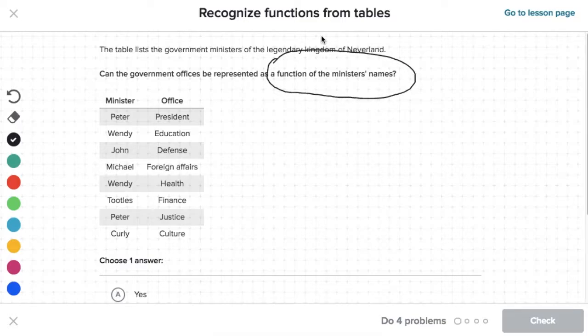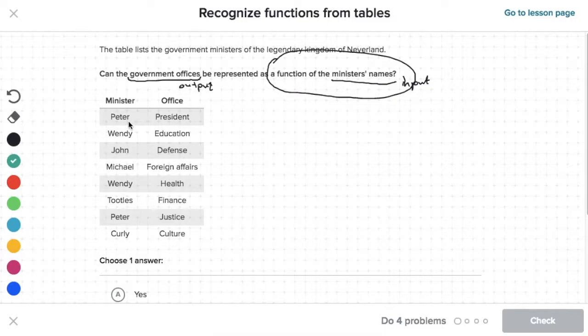What that tells you is that the input is the ministers' names, and the government offices is the output. Now, we've spoken before, talking about functions, how there needs to be a unique output for an input. So whenever you see the same input coming up, it should have the same output. So let's take a look through this table and see which ones we need to look at first of all.